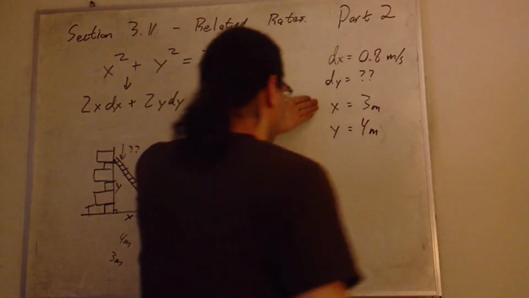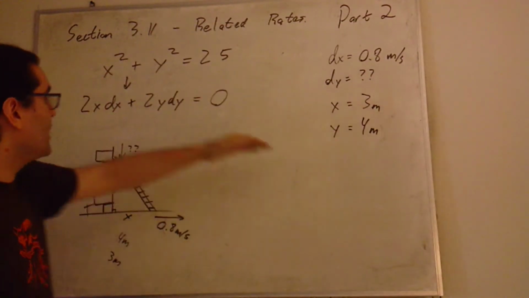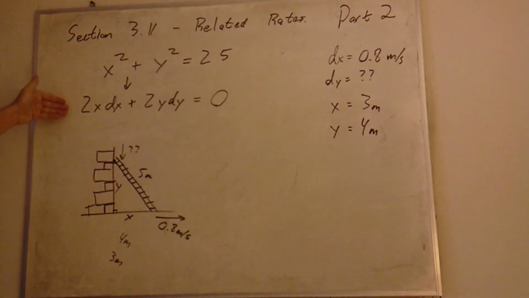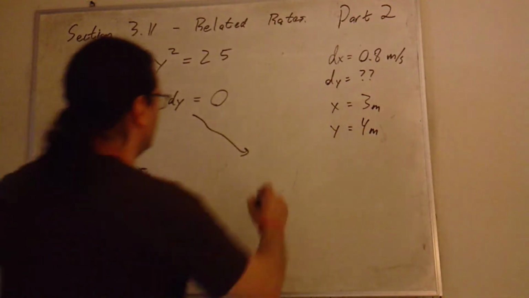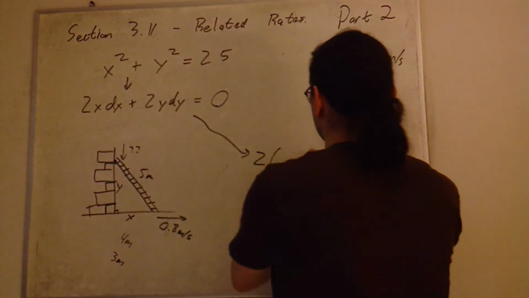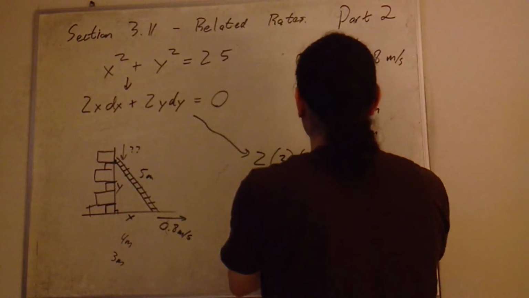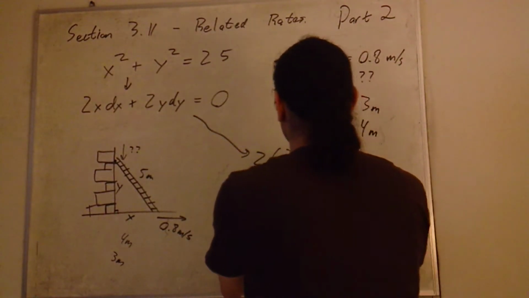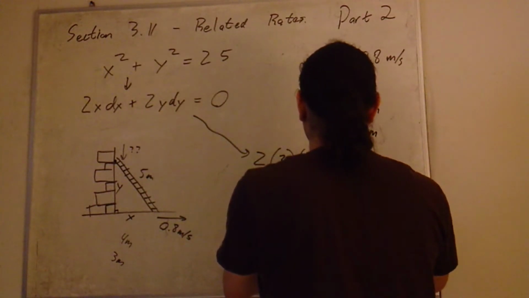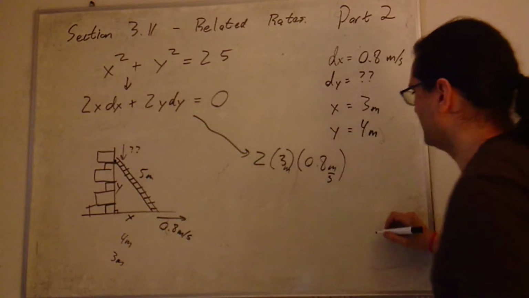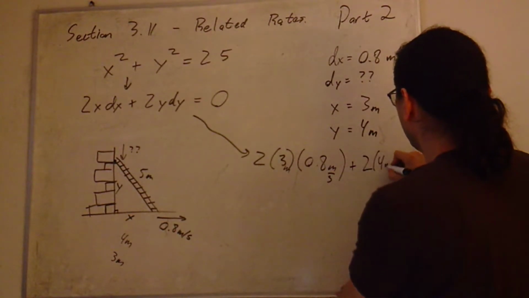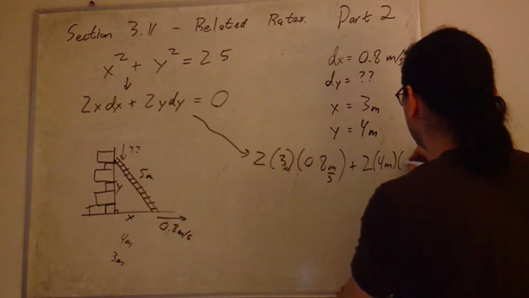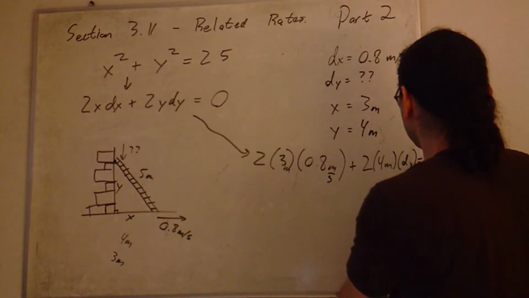So, for the x equals 3 meters case, we've solved for y using the original equation, and now we can plug all of this information into here to solve for dy. So let's see what that looks like. 2 times x is going to be 3, times dx is 0.8. Sorry, we'll say 3 meters and then meters per second here. I want to get these units in here. Plus 2 times 4 meters times dy equals 0.